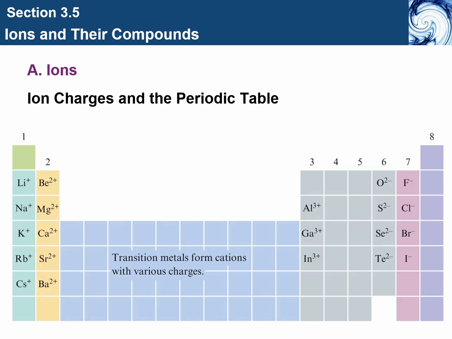This diagram places the common ion charges directly on the periodic table. Group 1 examples show lithium, sodium, potassium, rubidium, and cesium forming +1 ions. Group 2 examples are our +2 ions, so aluminum, gallium, indium are shown with a +3 ion. On the nonmetal side, jumping across, we have oxygen, sulfur, selenium, and tellurium forming 2 minus ions, while fluorine, chlorine, bromine, and iodine are forming 1 minus ions.